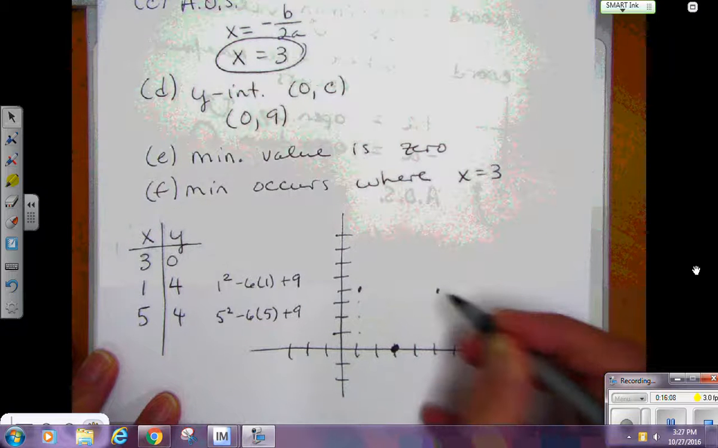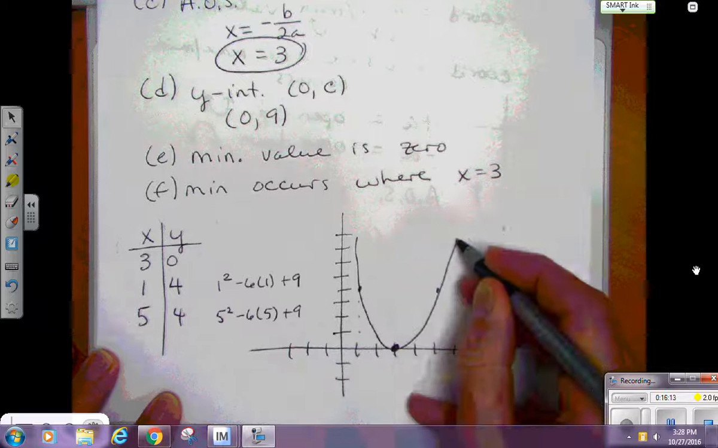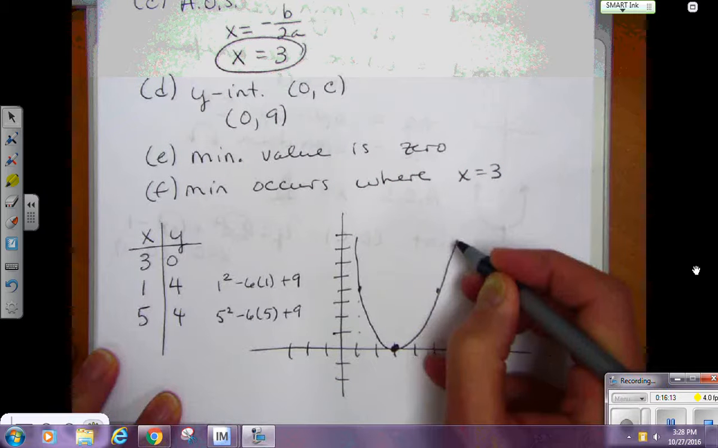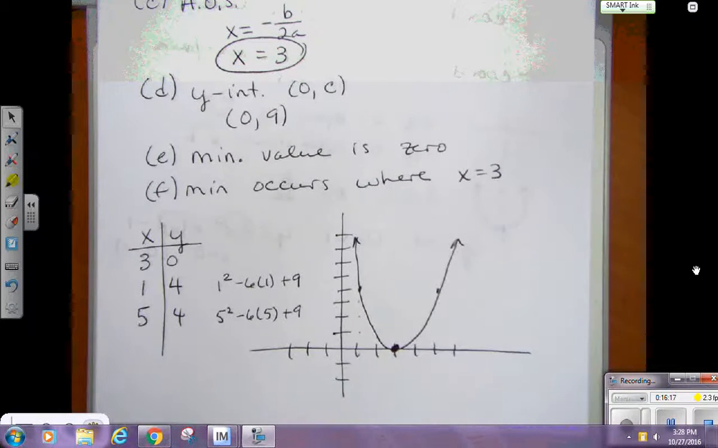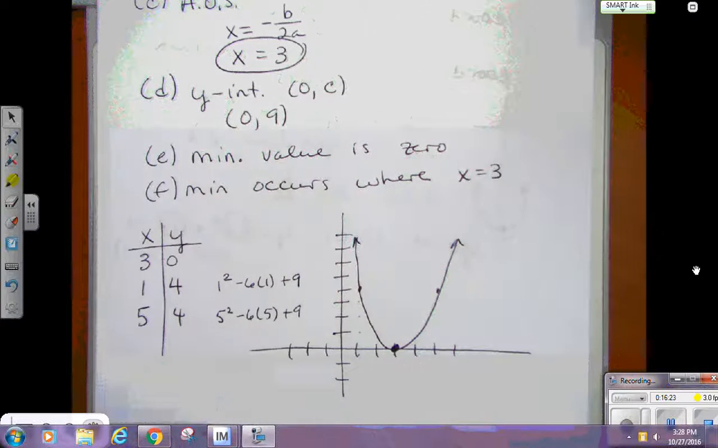So your graph is going to look like this. I want to make sure I make it curve at the bottom because it's a parabola. Don't make it pointy like an absolute value graph. And that's it.